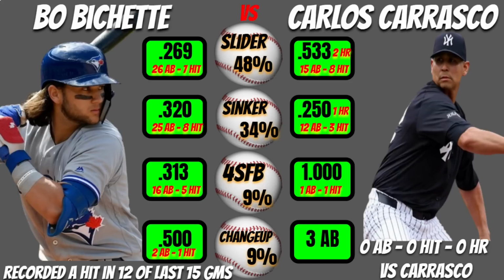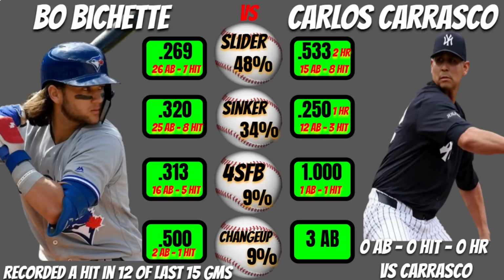The four-seam fastball, he's only going to throw it about 9% of the time, but still. Bichette, a .313 batting average, 6 at bats, 5 hits. And then the changeup, 9% of the time Carrasco throws that one. A .500 batting average on a very small sample size of 2 at bats, 1 hit. I love this opportunity, Bo Bichette.